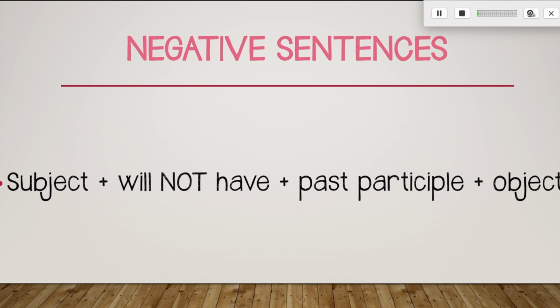Now I'm going to explain to you the order of the negative sentences. First we have the subject, then will not have, then the past participle, and at last the object. So this order is the same as the positive sentences, but the will have changed because here it is will not have.